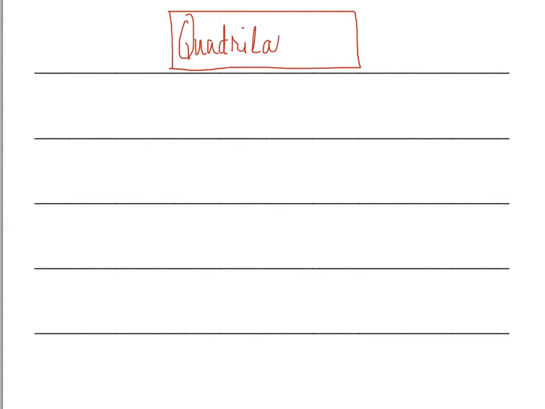Let's start off with a basic chart that we're going to be referring back to many times today. So up at the top, go ahead and draw a rectangle and put quadrilaterals on the inside. Now, we're going to break the types of quadrilaterals up. They're all quadrilaterals. They all have four sides, but we're going to divide them into three different groups.